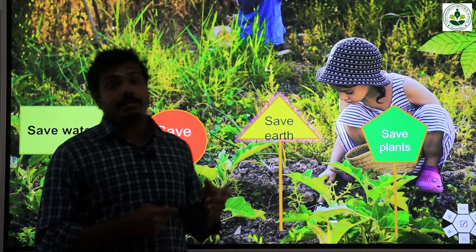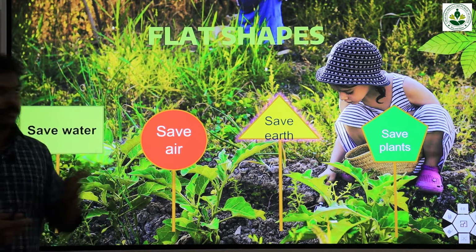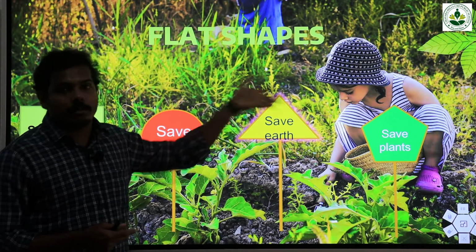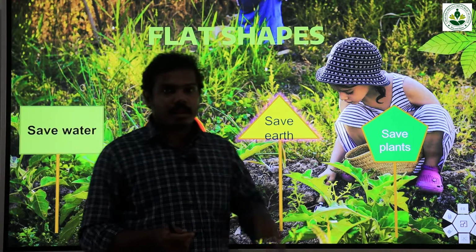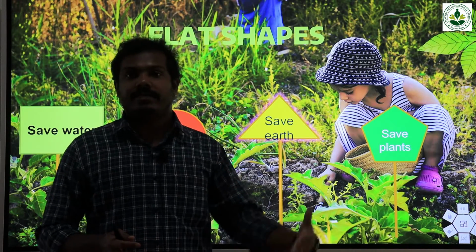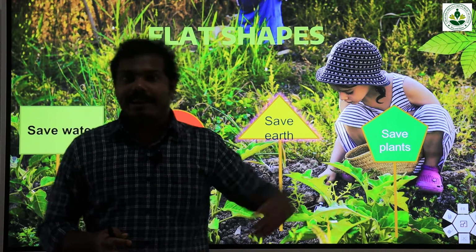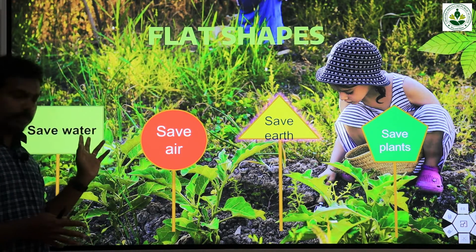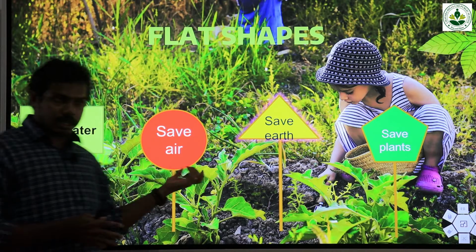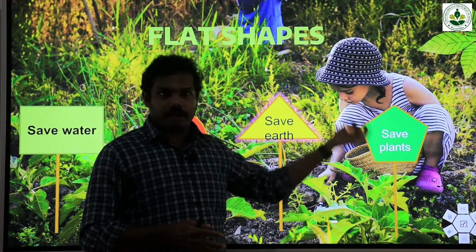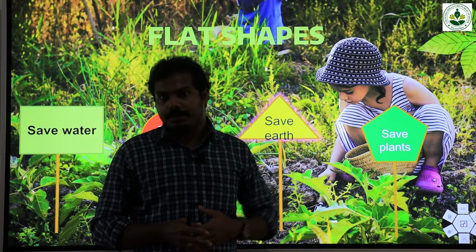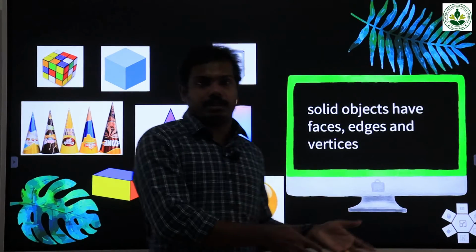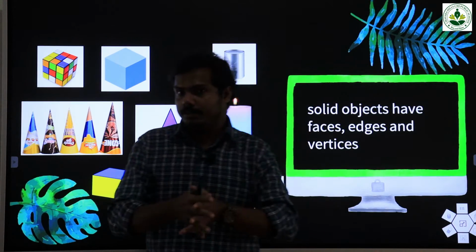These types of shapes are called flat shapes. These are examples of flat shapes. They are 2-dimensional shapes. They can be drawn on a surface. Examples of flat shapes are square, circle, triangle, pentagon, rectangle, etc. And when we look around in nature, we can see so many shapes.